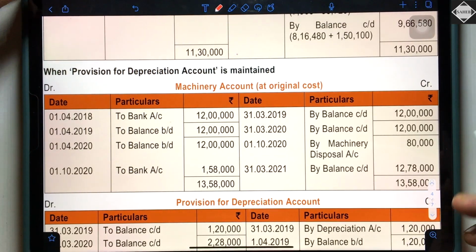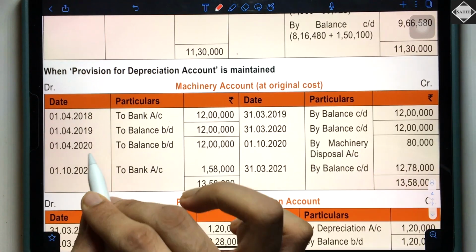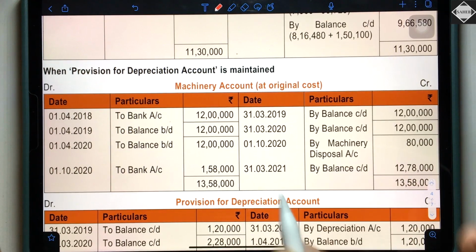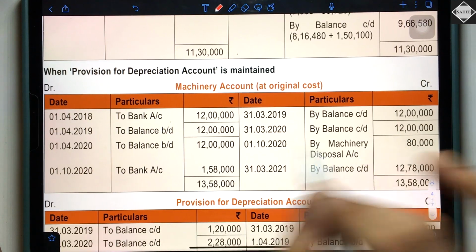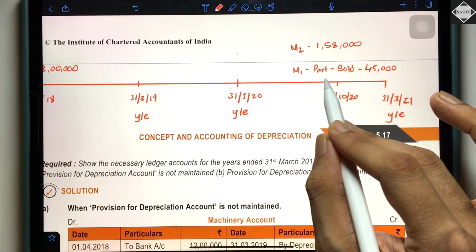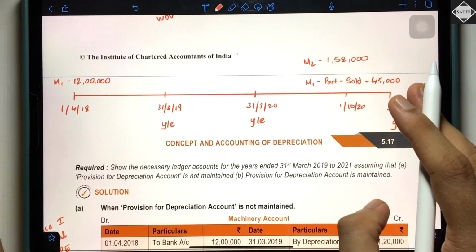Now this closing balance will be the opening balance. This is the current year and lots of things have happened in this current year, so you have to go slow over here. So by balance c/d, this is the opening balance 12 lakh. Now what's happening? First thing is we have sold the M1 part for 45,000. But now what do you have to do?